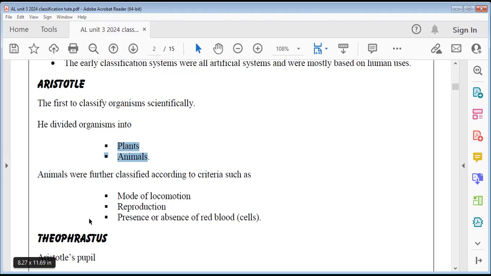Don't write like I have written, don't put the cells in the bracket. Clear? Yes, sir.